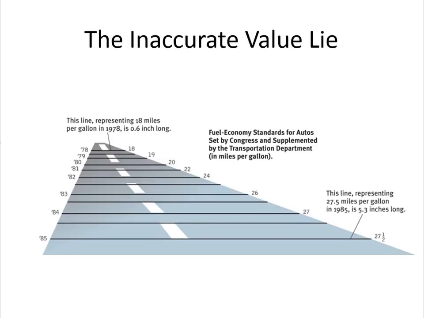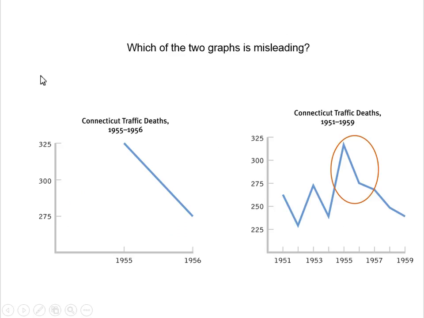Alright. So I don't have examples of all of them, but just some from the book. So inaccurate values lie. Right, so it's years over here, and miles per gallon per car over here, and so the graph is just nuts, right? So it's trying to make it look like we're getting much better gas mileage than we really are. Okay. So it's like, here's 27, and here's 27 and a half.